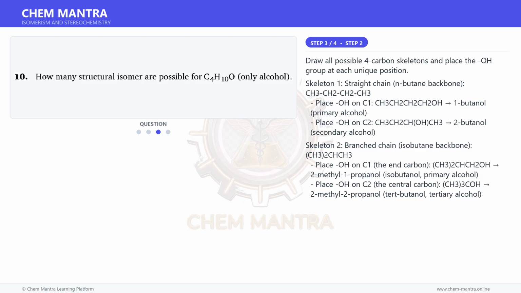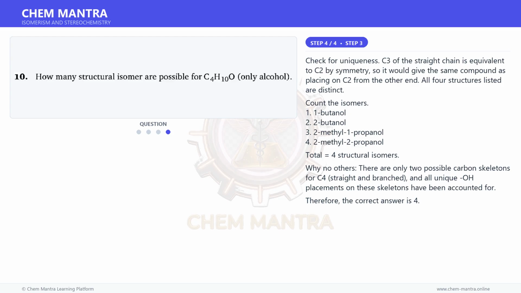Skeleton 2, branched chain, isobutane backbone. Place OH on C1, the end carbon: CH3, CH, CH3, CH2OH, 2-methyl-1-propanol, isobutanol, primary alcohol. Place OH on C2, the central carbon: CH3, COH, CH3, CH3, 2-methyl-2-propanol, tert-butanol, tertiary alcohol. And for the final step, check for uniqueness.